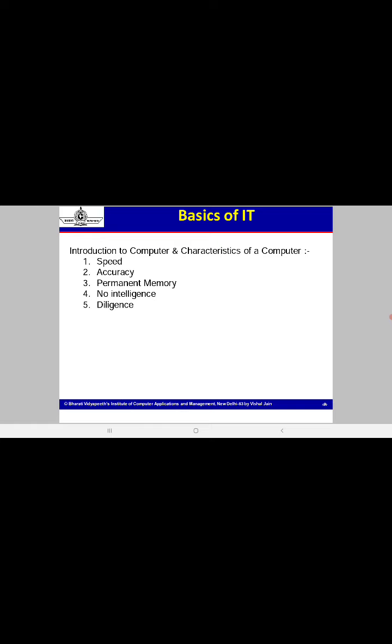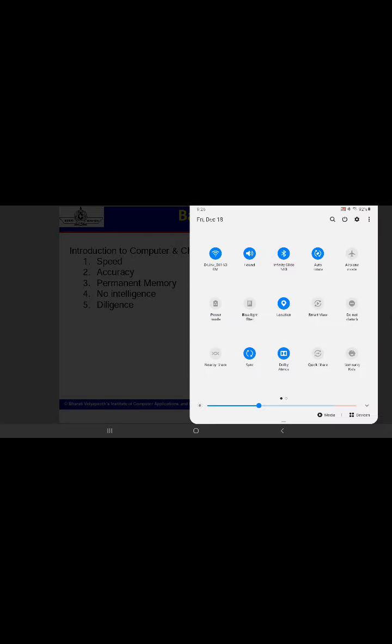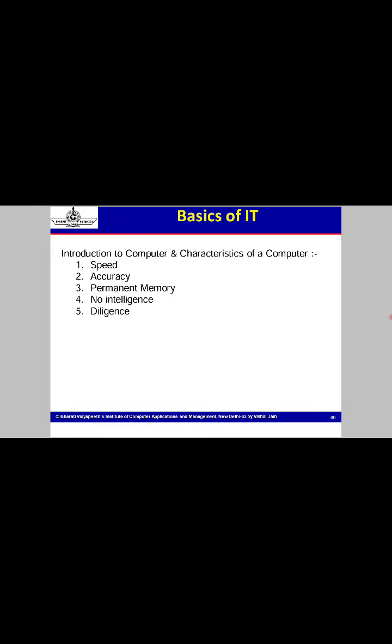What are the different characteristics of a computer? Speed, accuracy, permanent memory, no intelligence, and diligence. These are the basic characteristics of information technologies. First one is speed, second one is accuracy, third one is permanent memory, then no intelligence, and diligence.